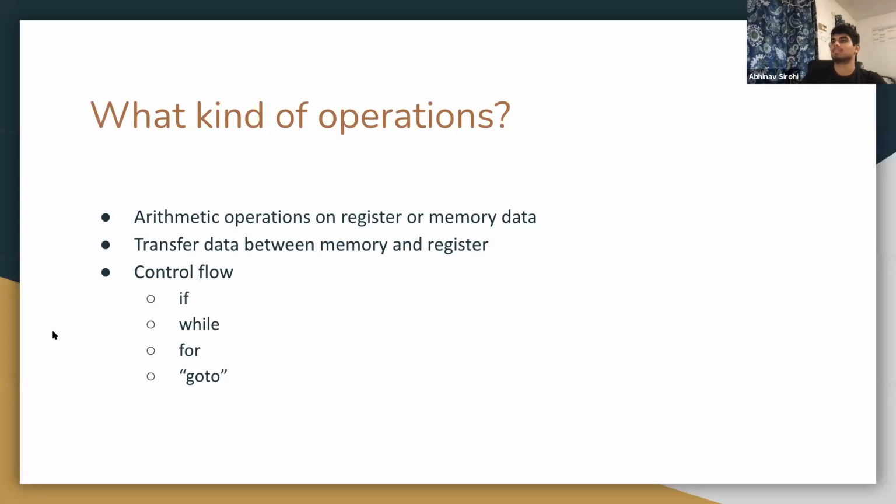Okay, so the first thing that I want to talk about is what kind of operations are available in assembly. We can basically perform arithmetic operations on register or memory data. We have memory and we have registers on the CPU, and you could transfer data between the two. And you also have control flow.